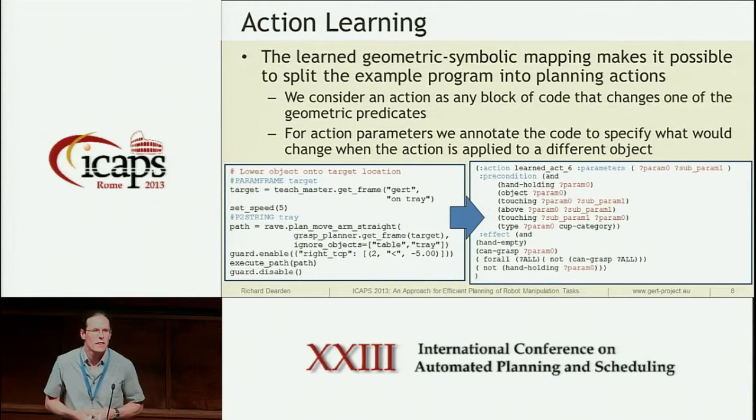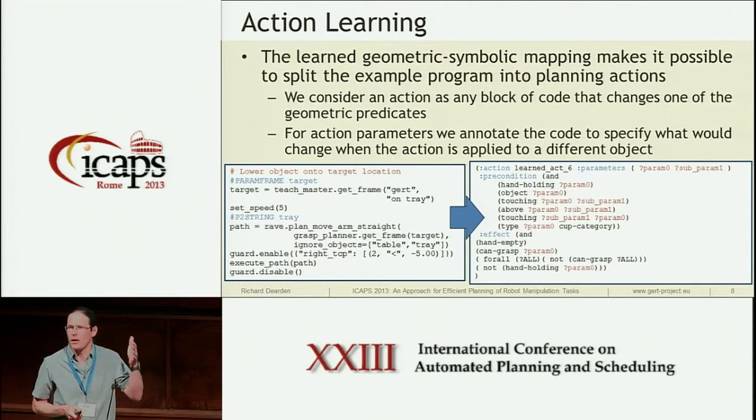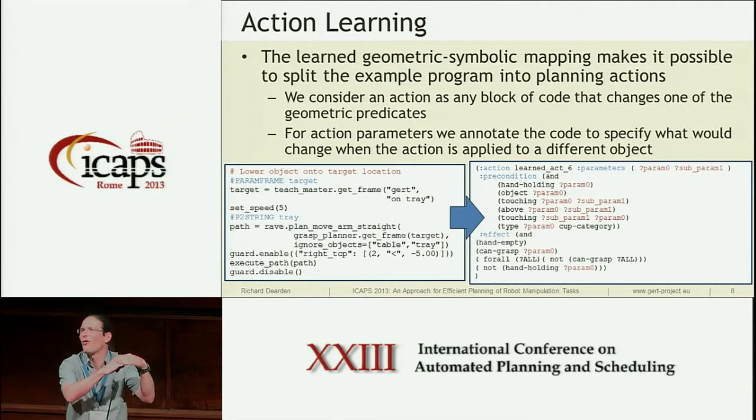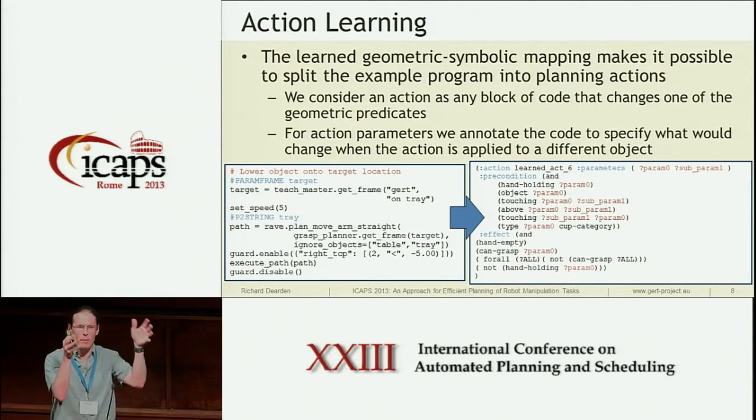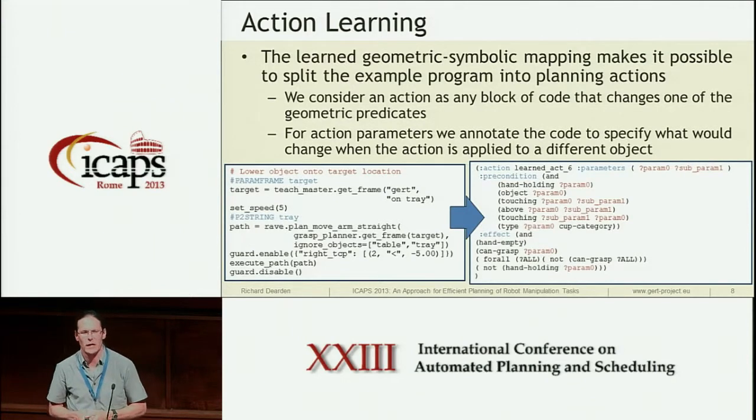Okay, so then the action learning, and this is the bit that we haven't actually pushed particularly hard. So what we do is we essentially split up the example programs at the points at which one of these geometric predicates has changed. So we look for places where the geometry changed. We assume that all of the code from the previous change to there is one action, and we package that up as the action, and we expect, again, the programmer to annotate the code to give us a little bit of a hand in doing the generalization, right?